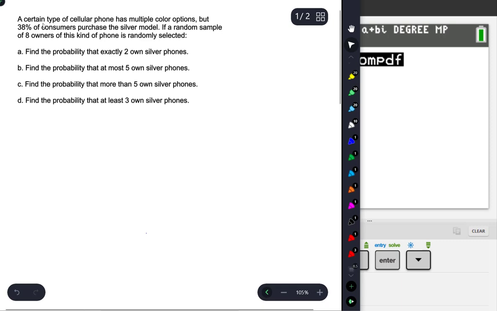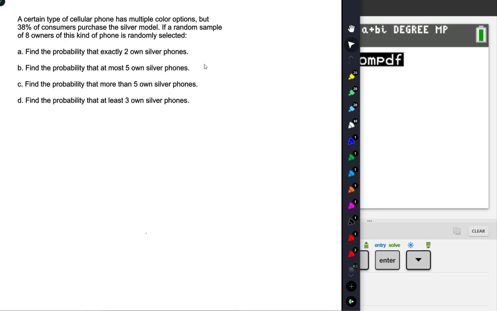which says that a certain type of cellular phone has multiple color options, but 38% of consumers purchase the silver model. If a random sample of 8 owners of this kind of phone is randomly selected, find the probability that exactly 2 own silver phones, find the probability that at most 5 own silver phones, find the probability that more than 5 own silver phones, and finally find the probability that at least 3 own silver phones.